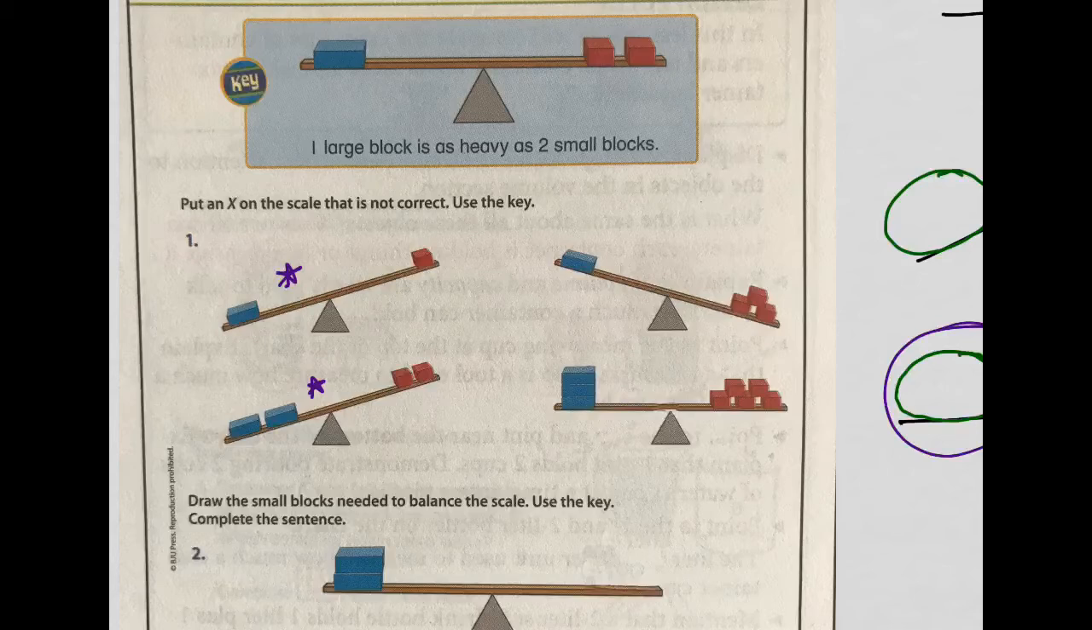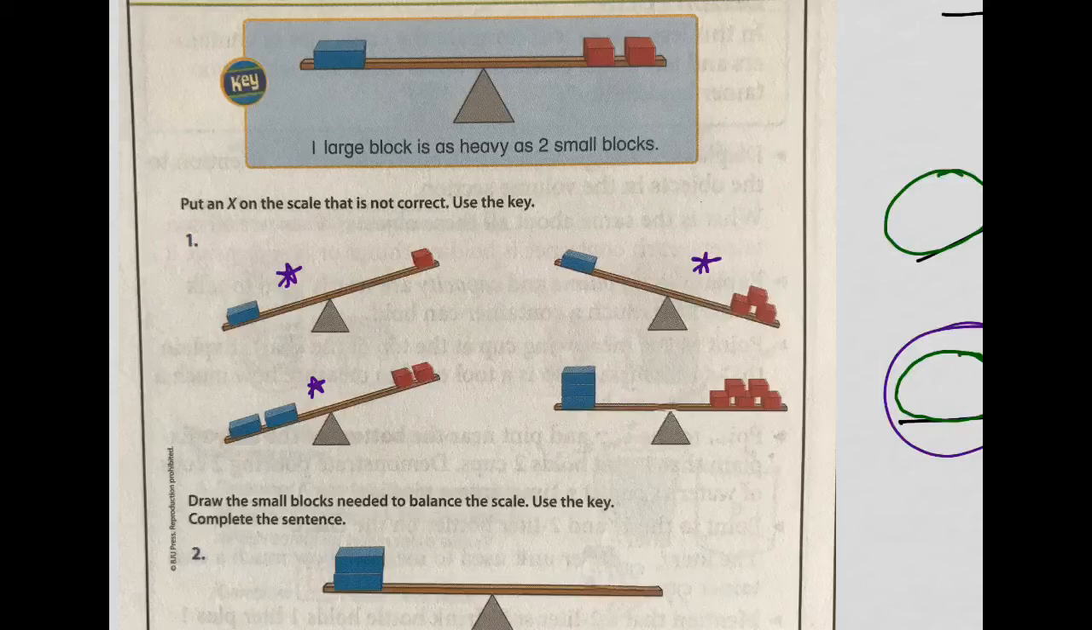All right. So now we're going to take a look at this last one. Oh, let me mark that this one is correct too. Okay. Let's take a look at this one right here. Okay. We have 3 large blocks. And then we have 5 small blocks. That's a lot to look at. But what do you think? Do you think that that's correct?